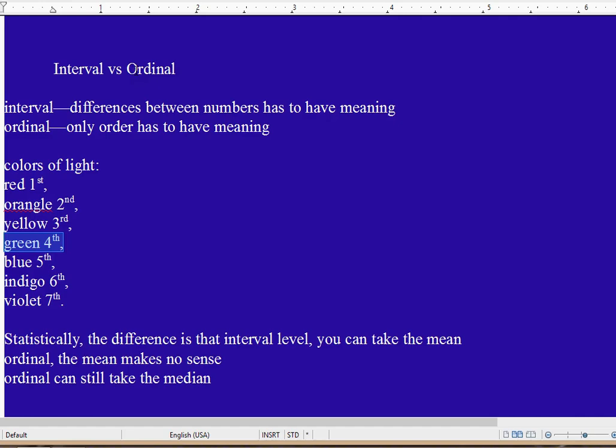However, in this class, median statistics are a little bit beyond our scope. We're going to pretty much stick to the mean. So for this class, we'll mostly be working with interval level data. But you can do stats perfectly well with ordinal level data.